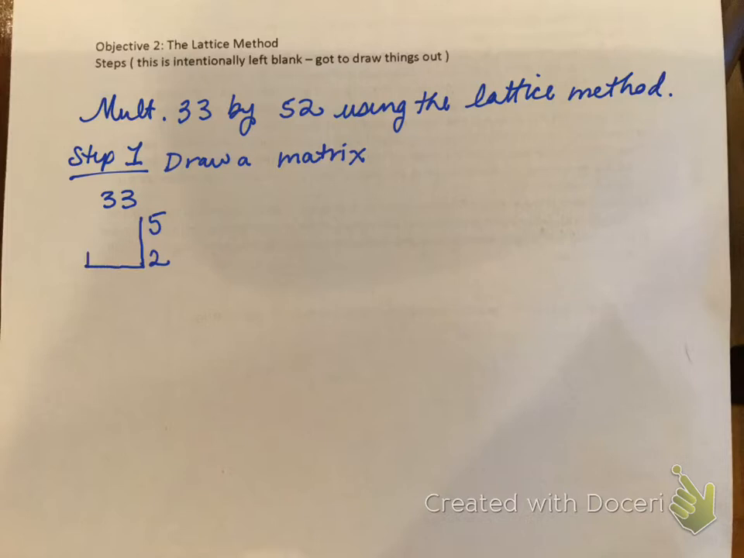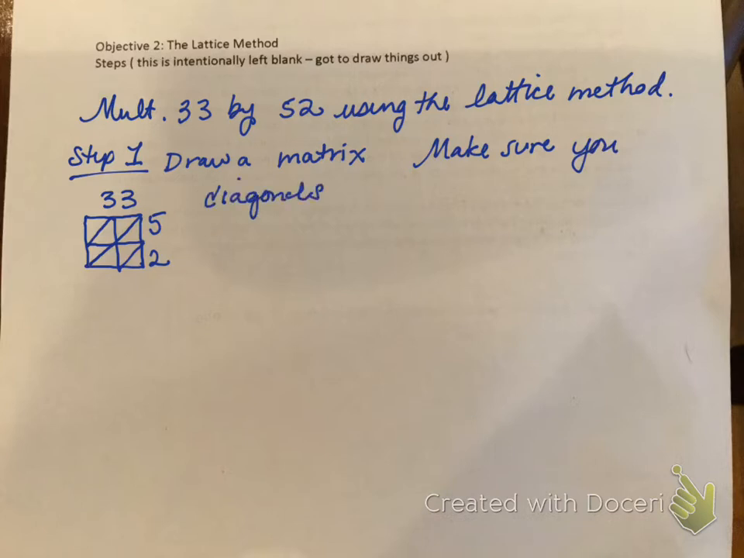So my next step is to draw a box. It has 2 columns and 2 rows because each one stands for each digit. And then I draw in diagonals. So this is the first step. A note about this is you got to make sure your diagonals are lined up. This is important because if they're not lined up, it causes trouble. So that's your first step.